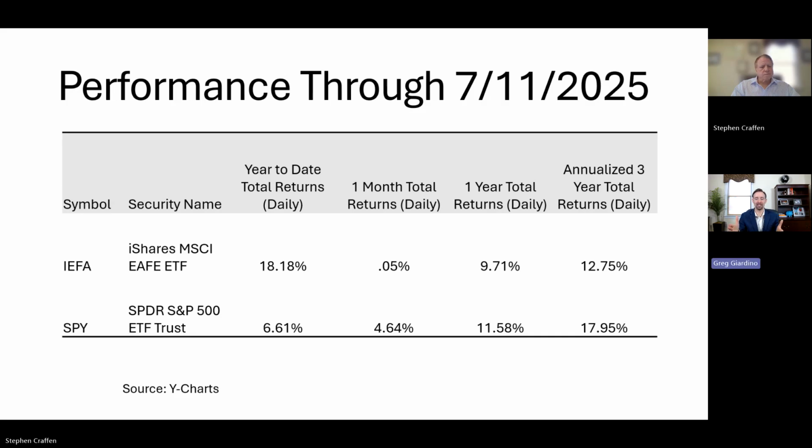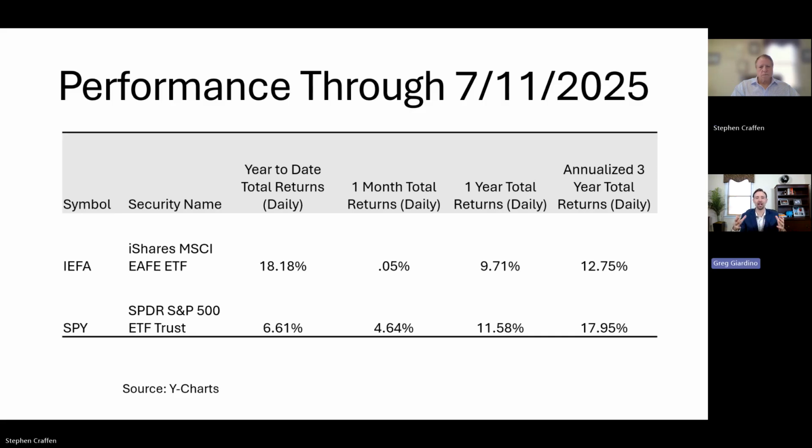And then year to date, so 2025 to 7/11, how's international versus US? Well, a pretty dramatically different story than the last graph we just saw. So the IEFA index, which is a proxy for international, is up over 18%. And SPY here, the ETF S&P 500, only 6.61%. Now, once again, caution to investors. Now's not necessarily the right time to be jumping in fully into international stocks.